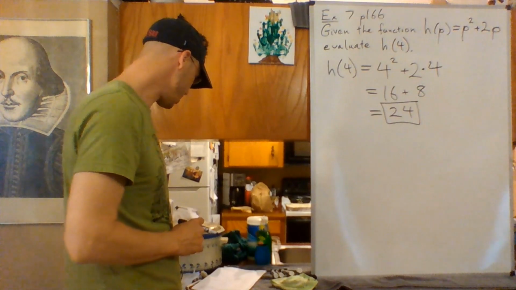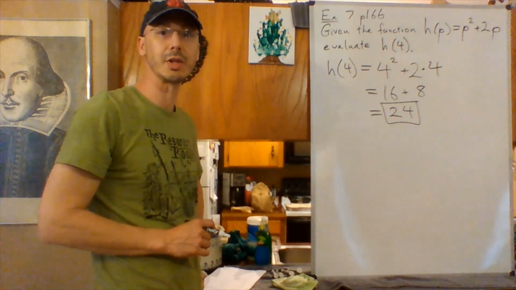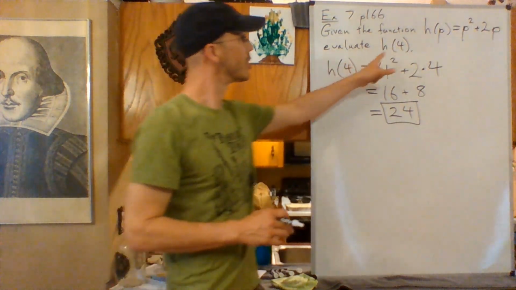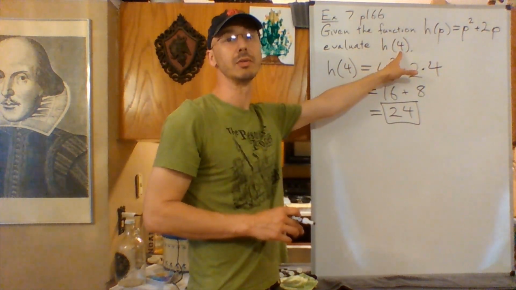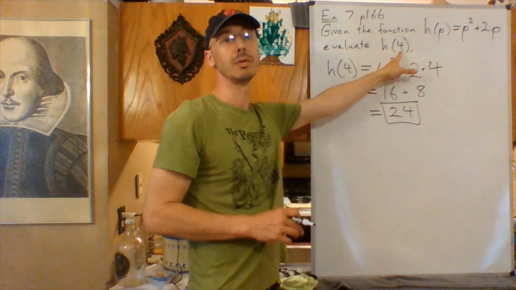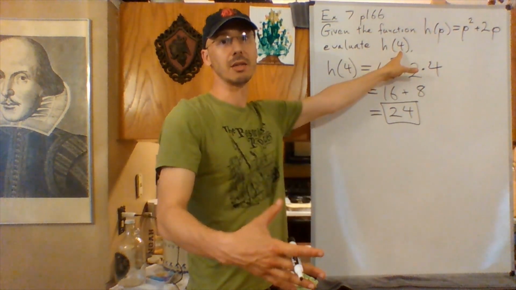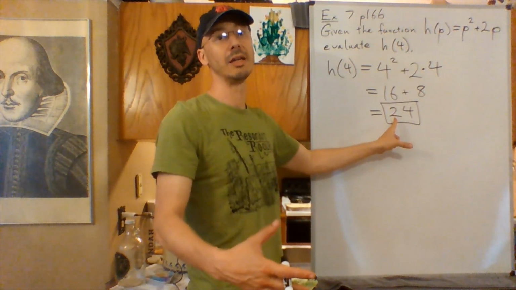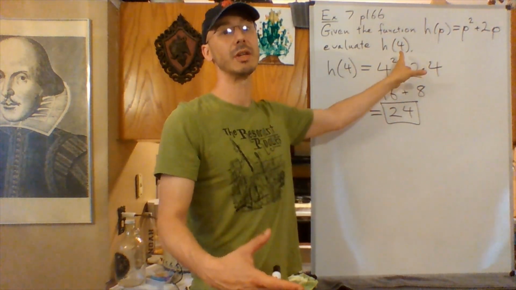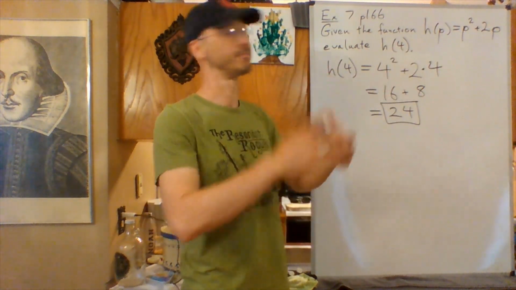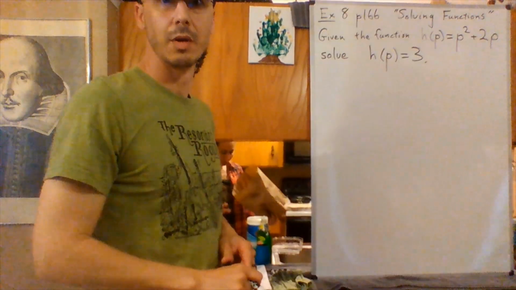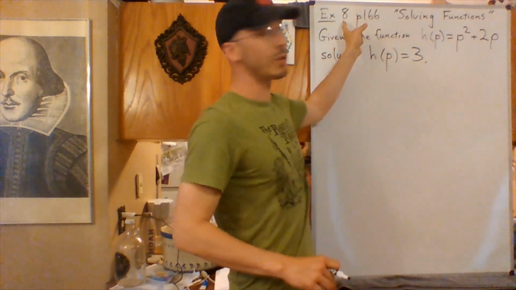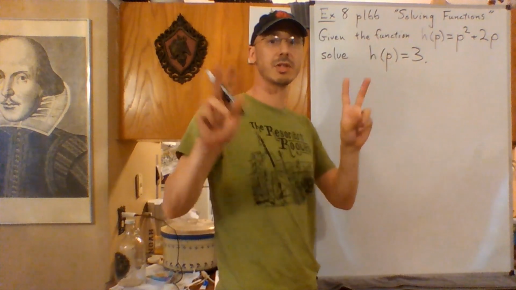The next thing we're going to do is solve function equations, which is kind of the opposite. Here, we're given the input value. In the next activity, we're going to be given the output value and have to find the input value that it came from. So this example, example 8 from page 166, is about solving functions.